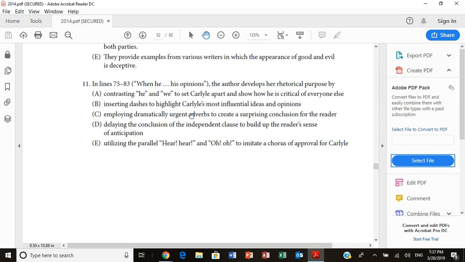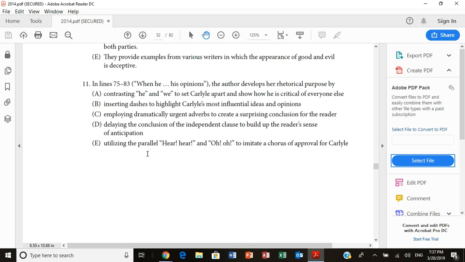Employing dramatically urgent adverbs, it happens, and all of you probably noticed the inserting of dashes. What are they doing there? Contrasting he and we. Look at the use of pronouns in this last passage. There is a he, we contrast. So, in fact, if we're just looking at the rhetoric, the pronouns exist in this passage. The dashes exist in this passage. The dramatically urgent adverbs exist. The delay of the independent clause exists. The use of parallel structure exists.